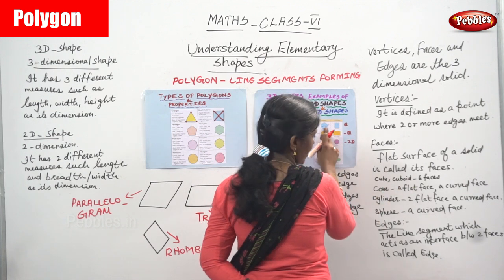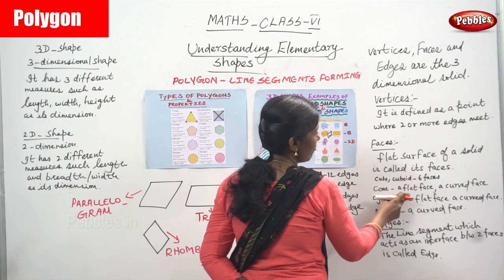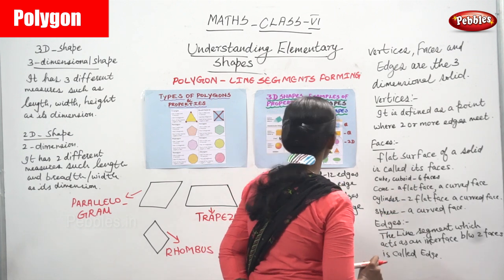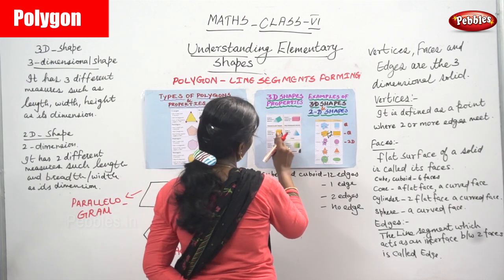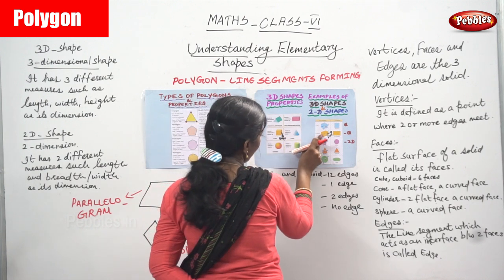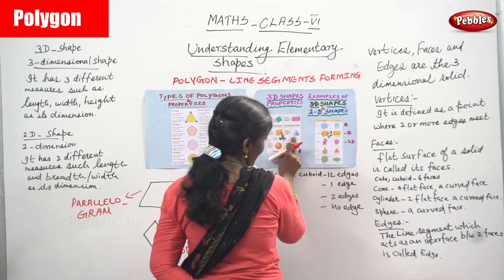A cube has 6 faces. How many faces? 6 faces. And a cone has a flat face and a curved face. This is a cone. So that is what I mentioned about the cube and cuboid. The other one is the cone, and we are going to discuss the faces of a cone.